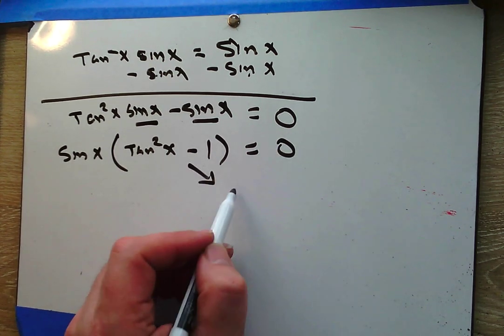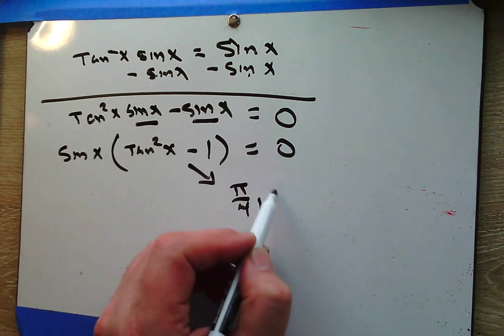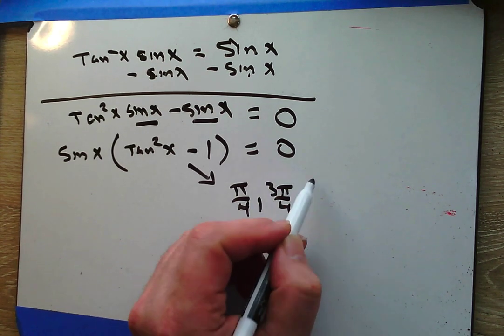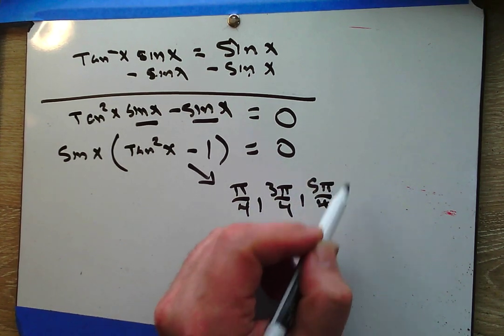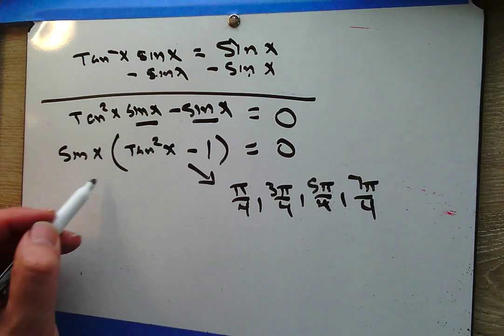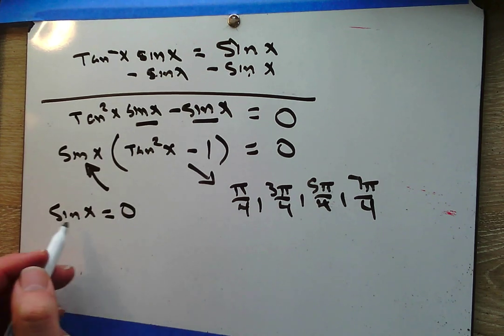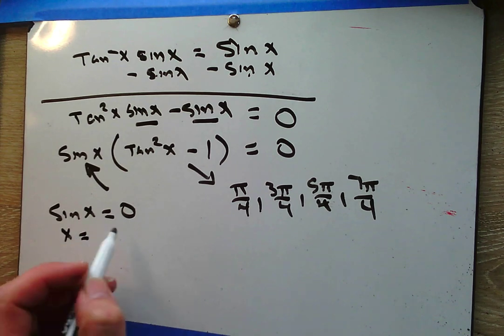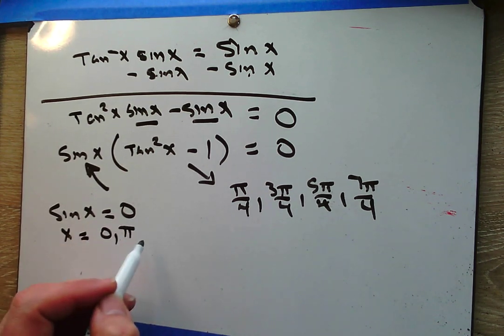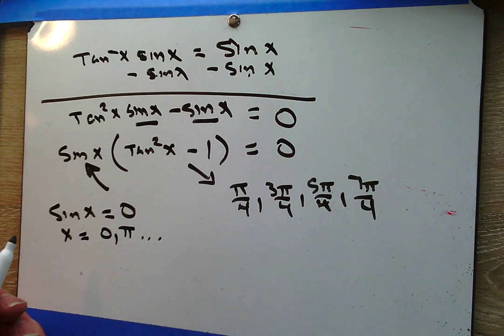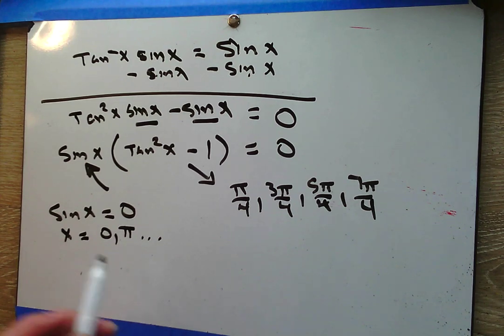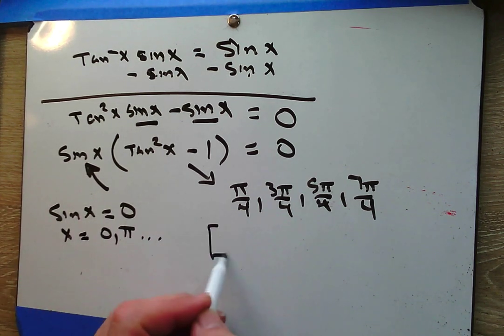This we already solved, gave us solutions of pi over 4, 3 pi over 4, 5 pi over 4, and 7 pi over 4. But look, now we've got sine equal to 0. And when is sine, the y value, equal to 0? Well, that happens when the angle is 0, pi, or 2 pi, 3 pi, 4 pi, and so on. So I've actually got 6 solutions. All right, so this is my 0 to 2 pi solution.